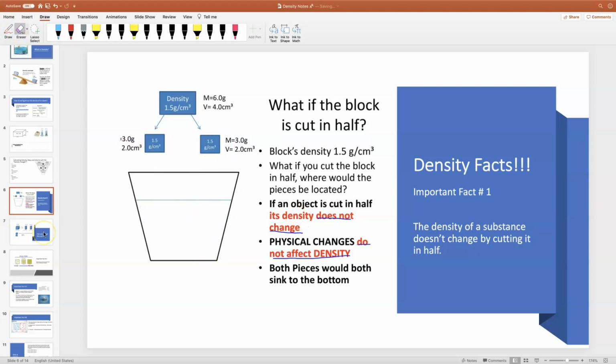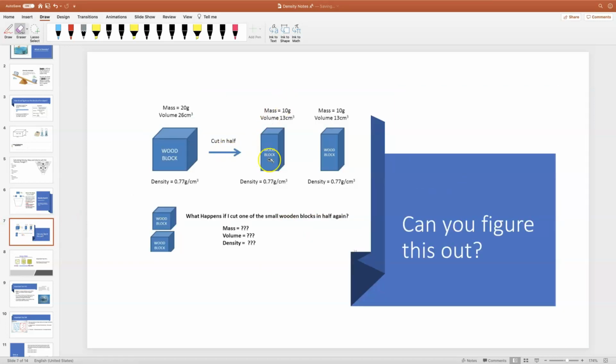So you'll maybe refer back to this video should you need it. Okay. So again, another example of what I just explained. You've got a block of wood. The block of wood is cut in half. The original mass was 20. If you cut it in half, each one of these new blocks would be 10.